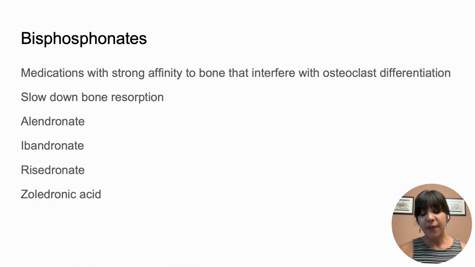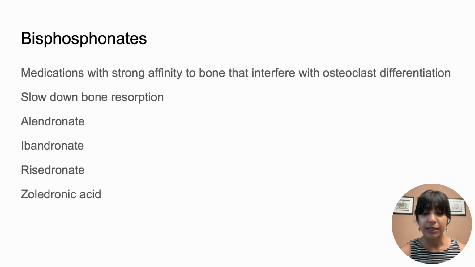So let's start with the bisphosphonate class. This is a very common class of medication. It's most commonly used. And these medications have a strong affinity to bone and they interfere with osteoclast differentiation. So the osteoclasts we talked about earlier in the slide presentation, they are those cells that break down bone. And so if we slow down those osteoclasts, prevent them from differentiating fully, this may help us preserve bone in the long run. So some of these options include alendronate, ibandronate, risedronate, and zoledronic acid.